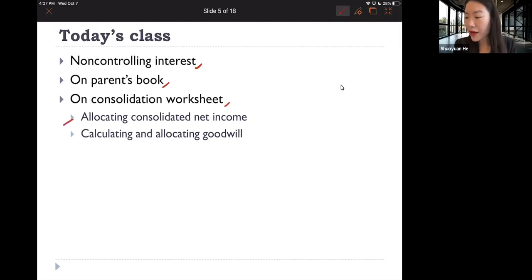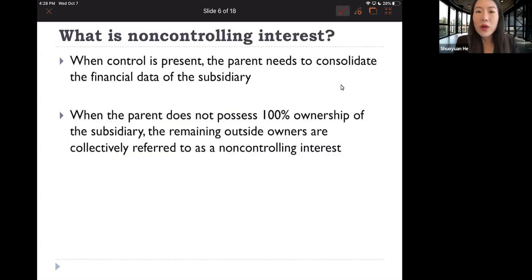Specifically, there are two areas we're going to spend some time talking about in more detail. The first area is how to allocate the total net income between controlling interest and non-controlling interest. And the second part is how to calculate and allocate goodwill in the presence of non-controlling interest. So let's start. What is non-controlling interest?